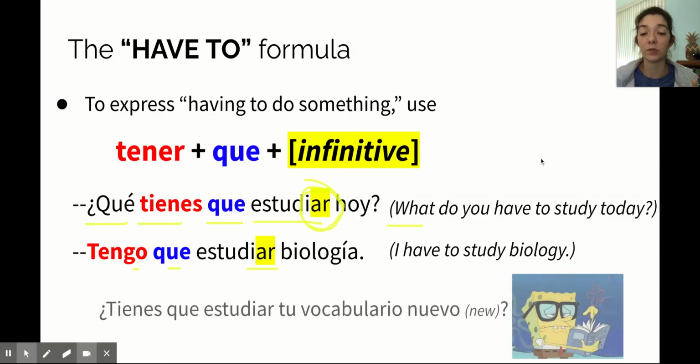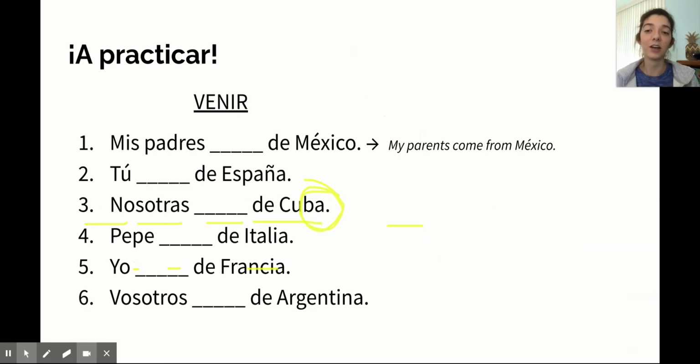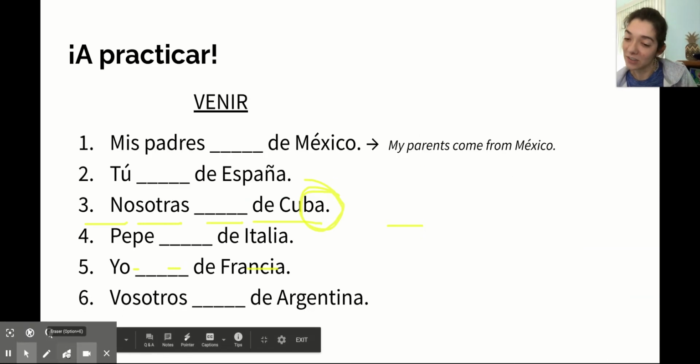Ta-da! And my last question I'll be asking you. ¿Tienes que estudiar tu vocabulario nuevo, which means new? You should all be responding with the same answer here. Do you have to study your new vocab? Sí. Claro que sí, señorita Hamilton. Sí.